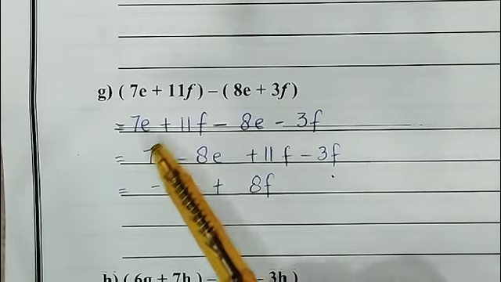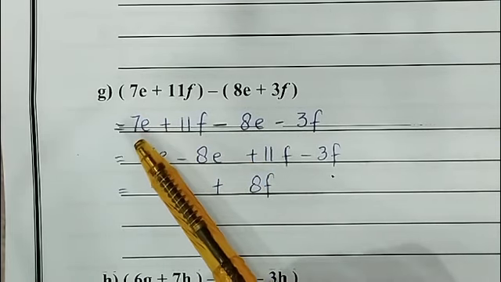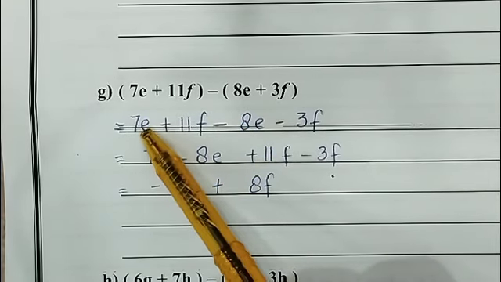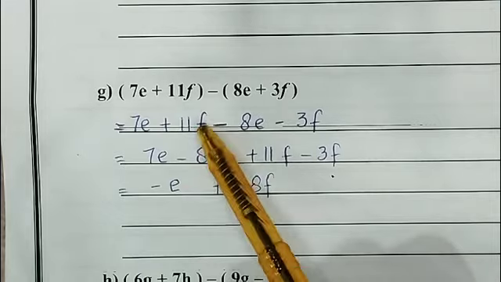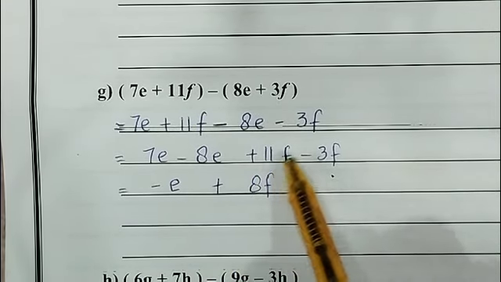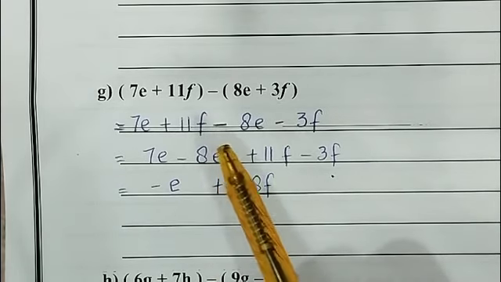Again, what we are going to do, we are going to rearrange the similar variable terms. So first we are going to write the e variable terms and then the f variable terms. So 7e minus 8e, then 11f minus 3f. Now what we are going to do, we are going to solve.